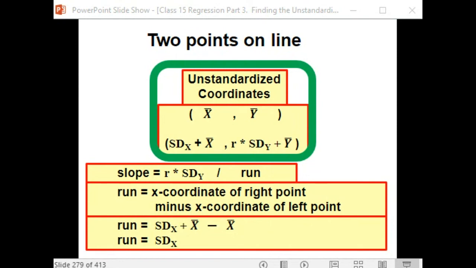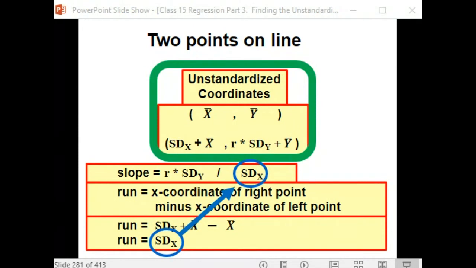And incidentally, I made a mistake a second ago. I said this equation was equal to the rise, and I probably confused you. This whole thing is about the run. So the run is the standard deviation of x plus the mean of x minus the mean of x. Sorry, I just misread. So now we know the run, and we'll write it up here. The run is equal to the standard deviation of x.